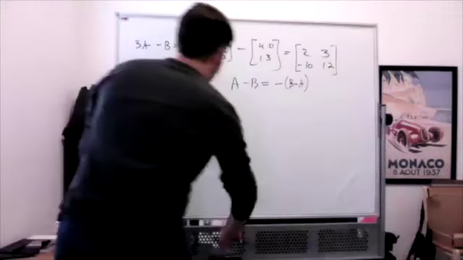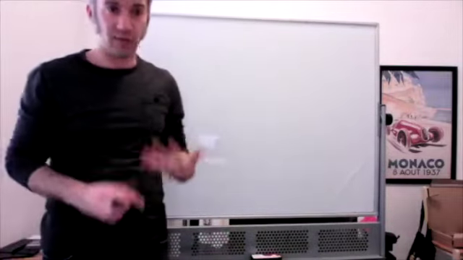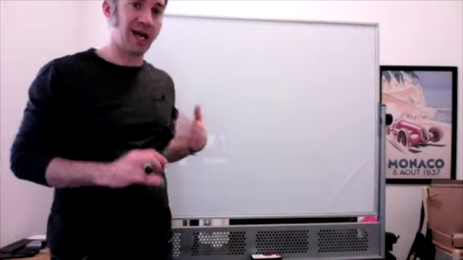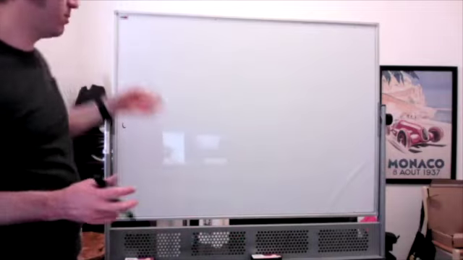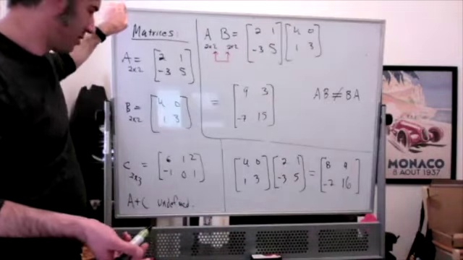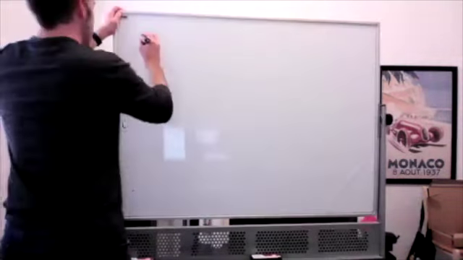Okay, we've got 8 minutes. I should also point out, you should definitely practice matrix multiplication. It's just something you're going to need to get kind of good at doing relatively quickly. Let's do a couple more. I can show you all you want, but I think you know that you have to practice it to get good at it. So let's do A times C.